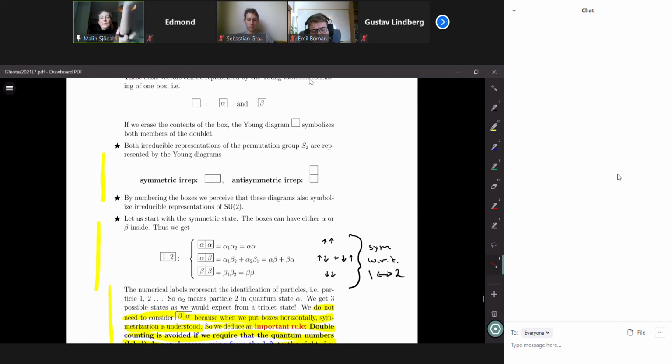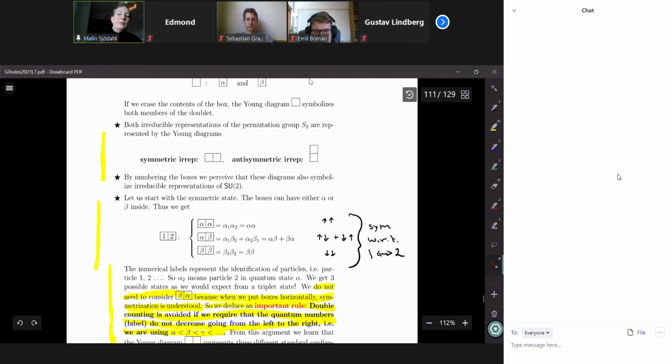So let's start with having a look at the simplest case. So let's imagine that we have 2 possible quantum mechanical states. So we have 2 particles and we have 2 states. So we take then our Young diagram and we place our particles in the boxes 1 and 2, say. Then this is supposed to denote a symmetric state. So now let's have a look at what symmetric states we can have.